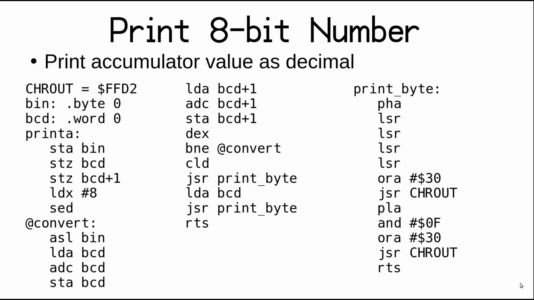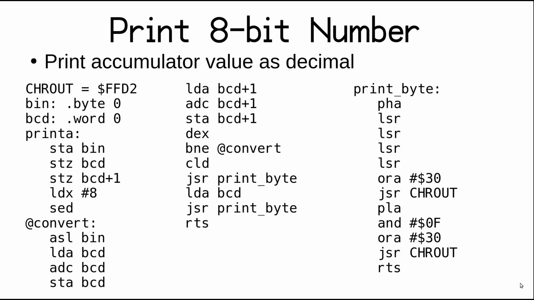Then we load 8 into X for a loop index and go into decimal mode for our loop. For each iteration, we shift bin to the left and use the carry bit holding the previous top bit of bin to add BCD to itself, incrementing the sum for each bit that was set in the original binary value. This means we are doubling the BCD value for each iteration, and each power of 2 in the original binary value is getting added to the BCD value at what will eventually be its full value thanks to the doubling. Once X gets down to 0, we fall out of the loop and exit decimal mode.